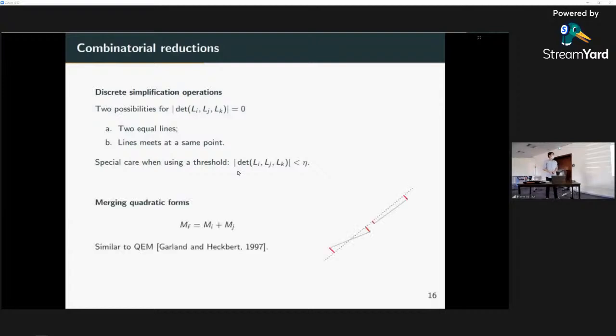But when we merge those lines, we also merge the quadratic forms associated to these lines. And as you can see on the right, this is very natural. If we have a line after merge, we want the fidelity of this line to be associated to the two segments that originated before the merge. And this is similar in approach to the quadratic error metric.